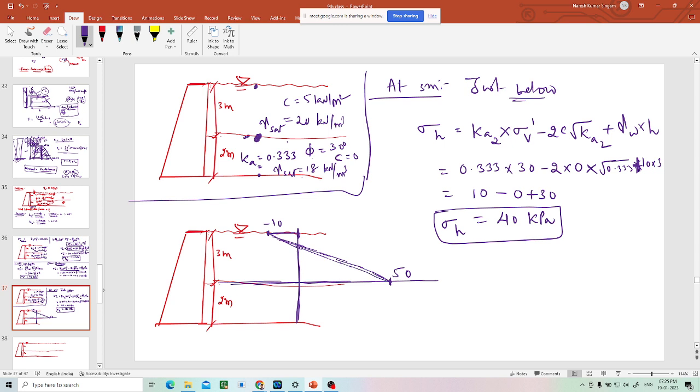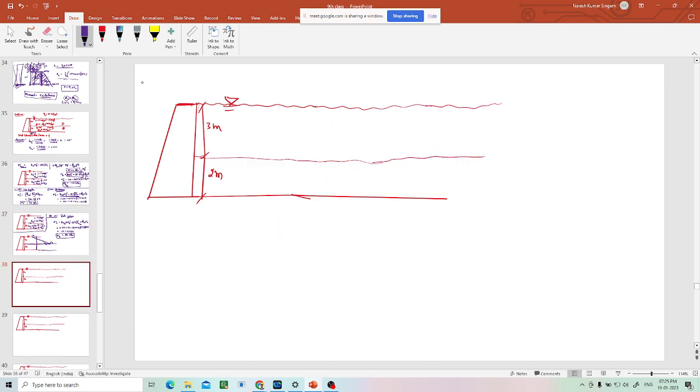This is one thing. Next, what happened immediately at the same depth, just below, is 40 kPa. So you should go a little back. This is 40. Now from here, definitely it will increase. How much, we don't know. That we will calculate, so I'm going back again.